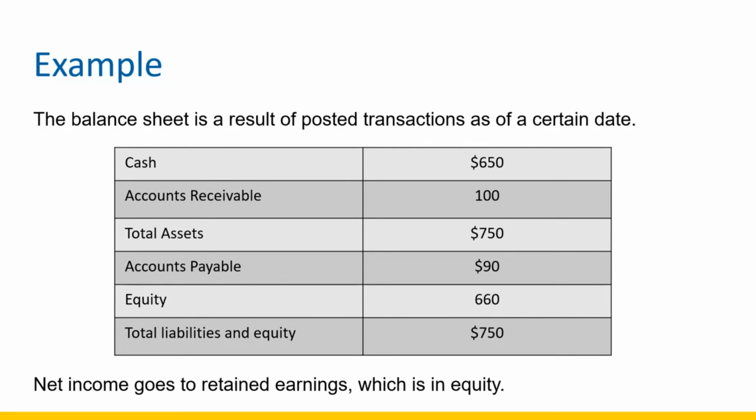Cash ends up being $650 if you add up all the transactions together that I just reflected on, and it's in the PowerPoint. I get cash of $650, accounts receivable of $100, total assets $750, accounts payable $90, equity is $660, which is a combination of the equity the owner paid in and the result of retained earnings from the income statement. And so you can see that my assets equal my liabilities and my equity. Isn't this exciting? This is my balance sheet.